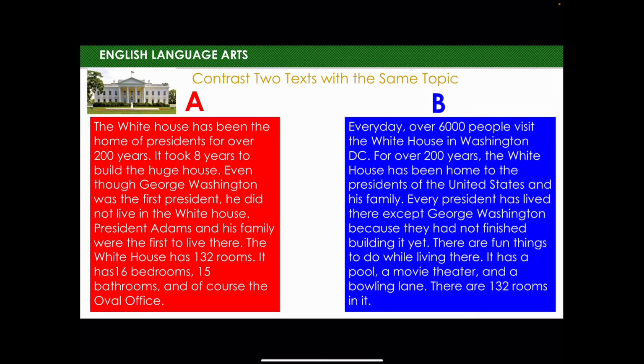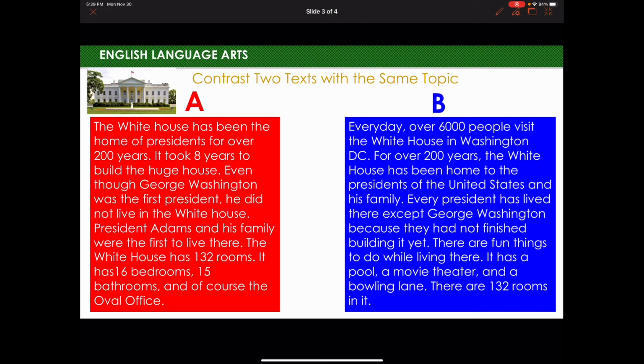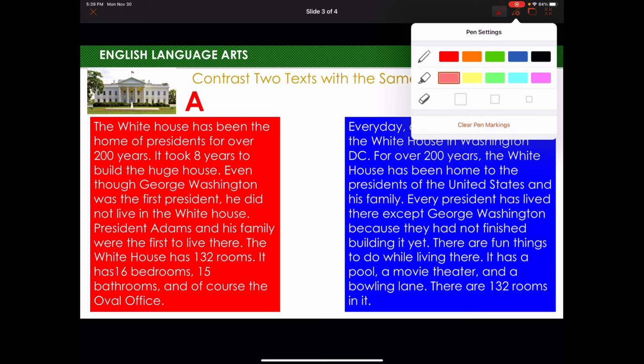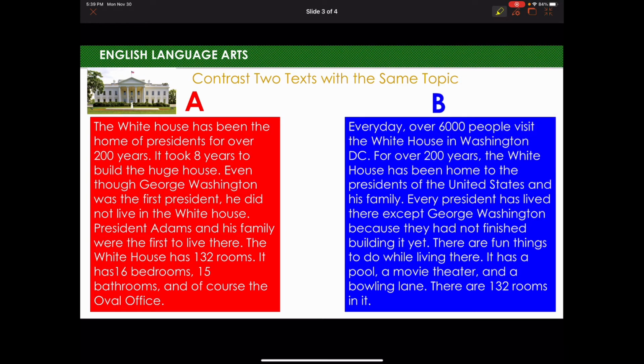Today we are going to be contrasting two texts that are on the same topic. Yesterday we talked about comparing, but today we're going to contrast. So if compare means to tell how they are the same, then contrast means we're going to talk about how these two passages are different. Okay? All right, I'm going to read passage A to you, and then I'm going to read passage B.